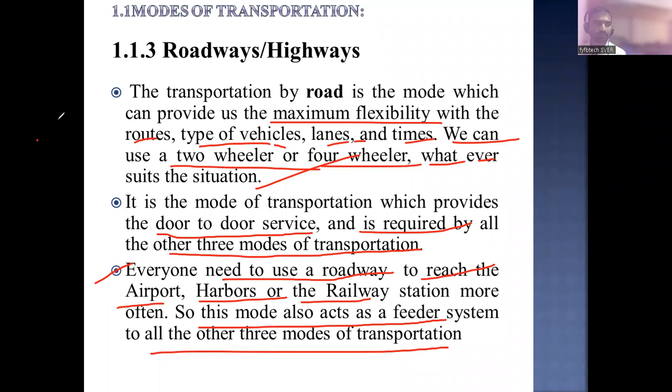Okay, it means if there is a railway, in order to go to the railway, you have to come by the roadways. If there is airways, in order to go to the airways, you have to come by the roadway. If there is a waterway, you have to come by the roadway. So roadways are a feeder to all the systems.